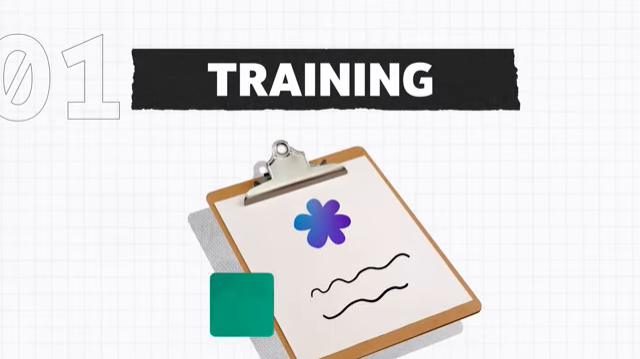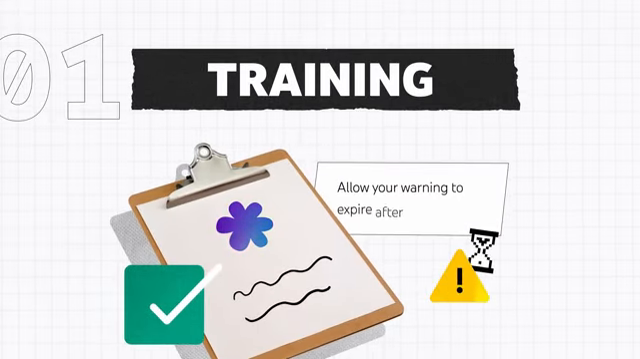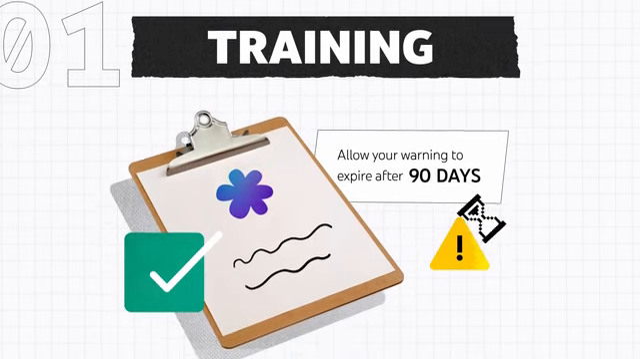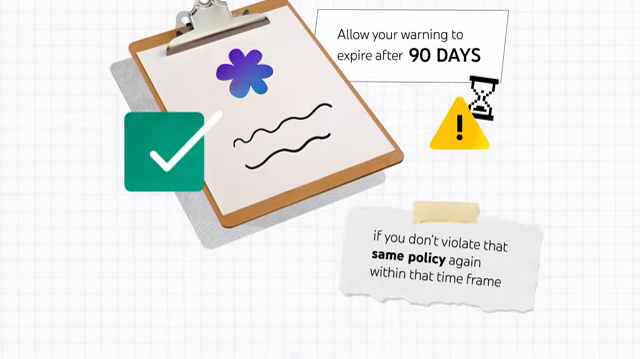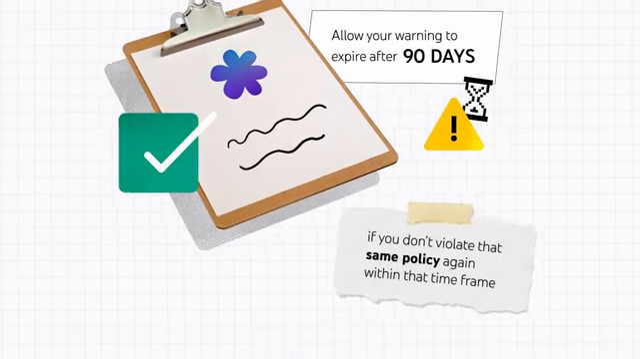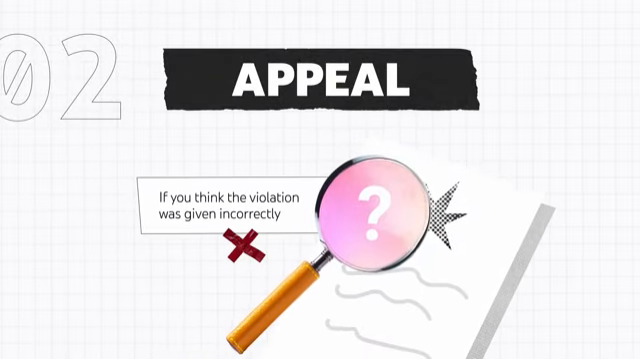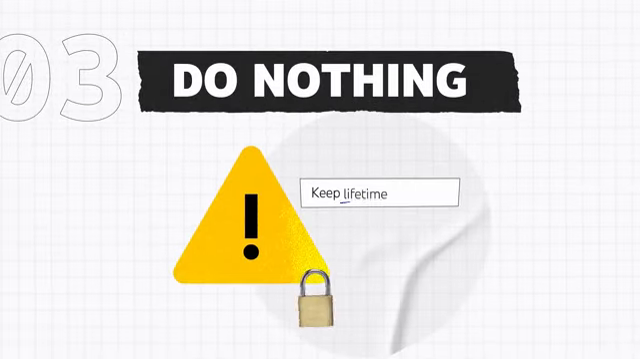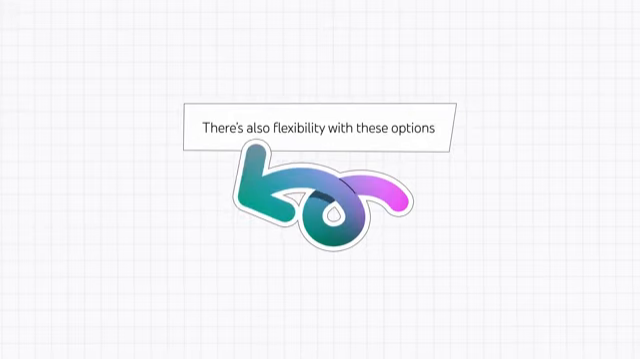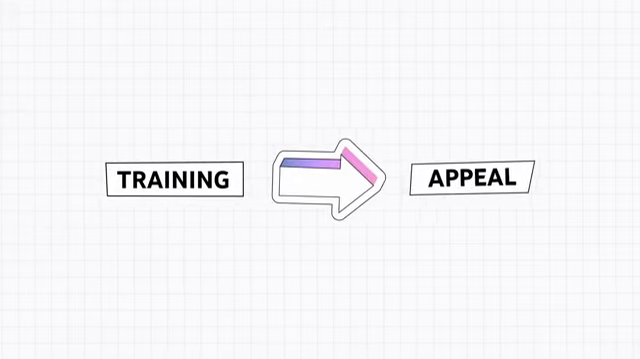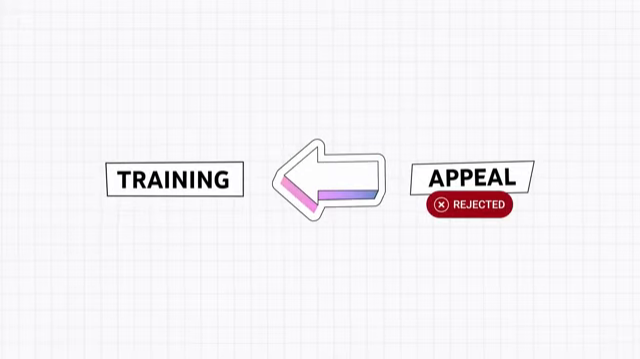Option 1, you can take a policy training, which will allow your warning to expire after 90 days if you don't violate that same policy again within that time frame. Option 2, you can appeal the warning if you think the violation was given incorrectly. Or option 3, you can do nothing and keep the lifetime warning on your channel. Note that there's also flexibility with these options. You can choose to take the training and still also decide to appeal. Or, if you appeal and it's rejected, you can still take the training at that point.